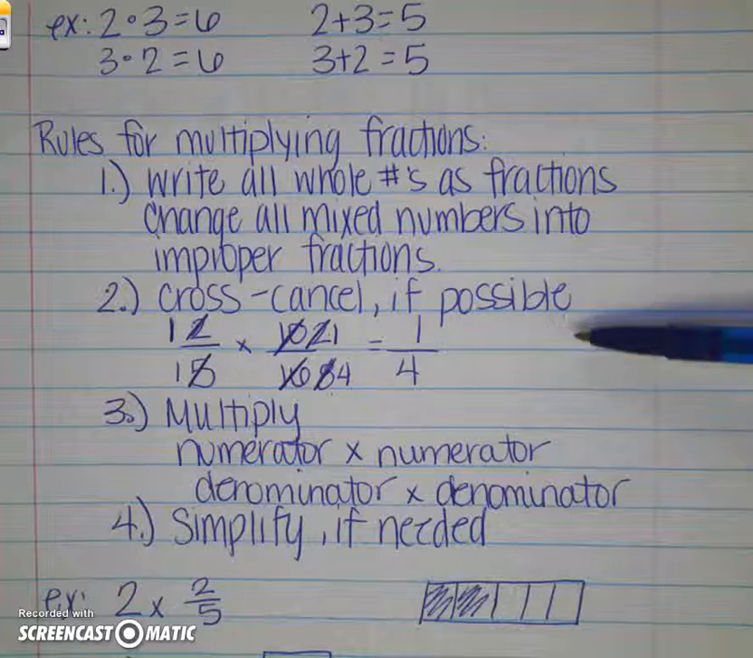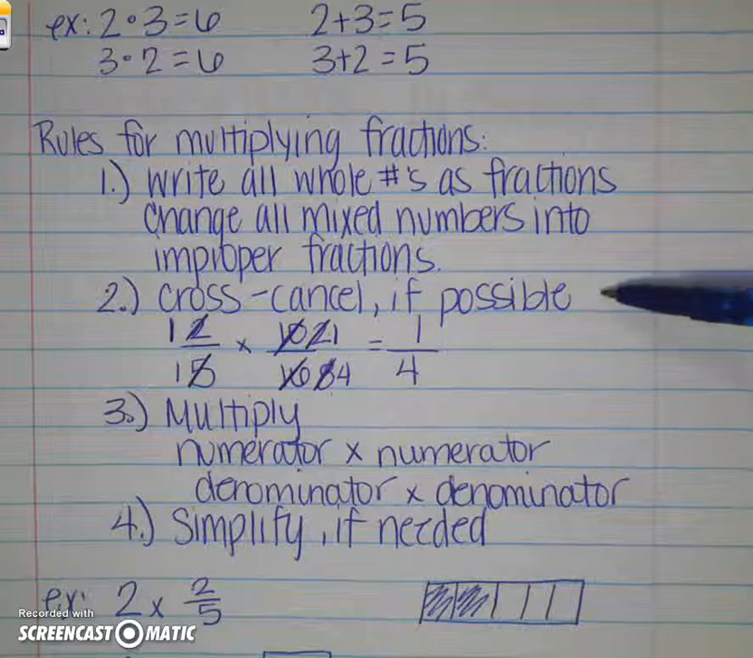Once you've done all that, or skipped it if you didn't need it, you jump to step number 2, which is going to be to cross cancel. And remember, cross canceling means you're going to pair a number up that's in the numerator spot and a number that's in the denominator spot. They pair up because they're both divisible by the same number.